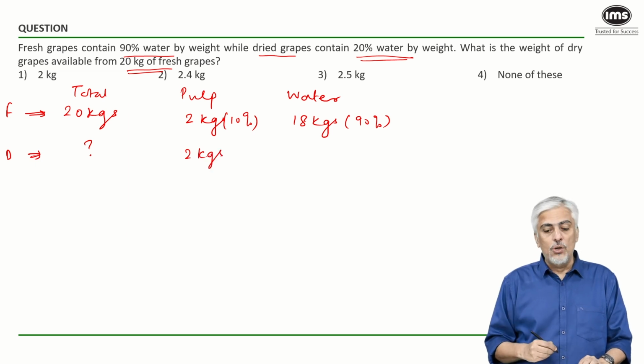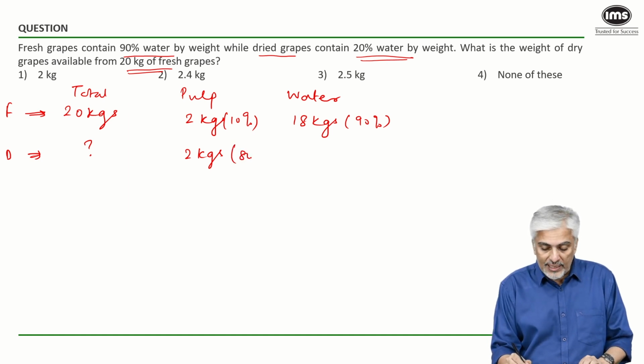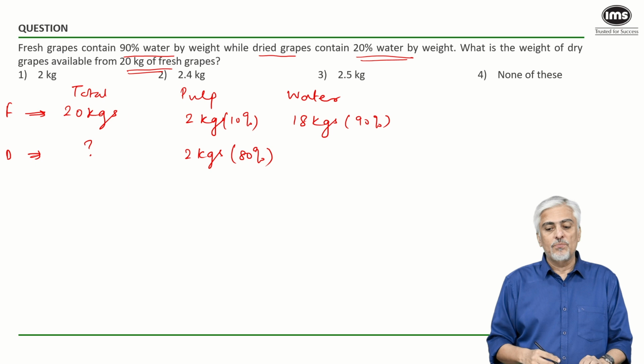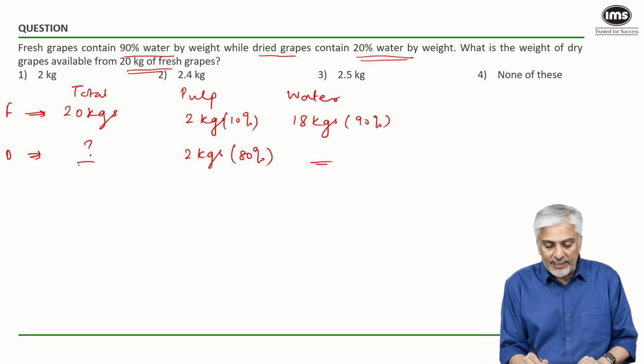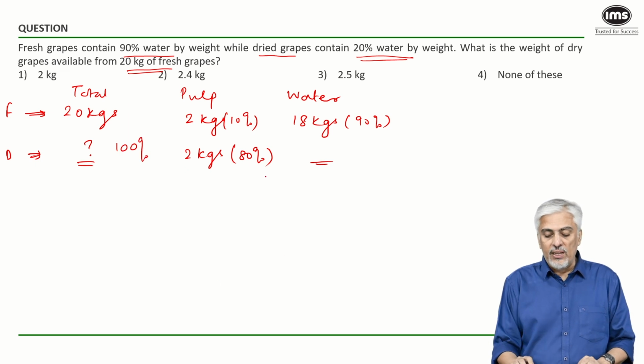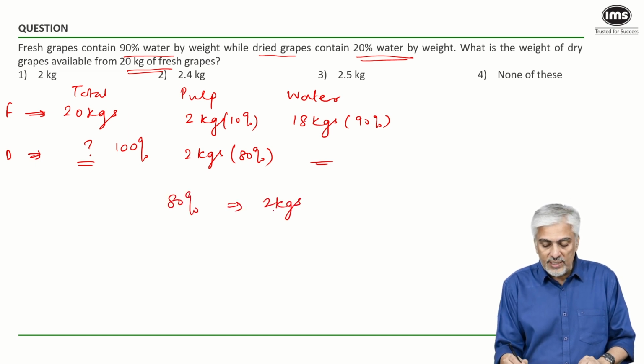But the pulp now is how much percent? It is 80% because water is only 20%. So this pulp is now 80%. We can find water and add them up and get it over here, or we can directly find 100% is how much? If 80% is 2 kgs, then 100% is how much? So I can write it over here. 80% is 2 kgs, then 100% is how much?